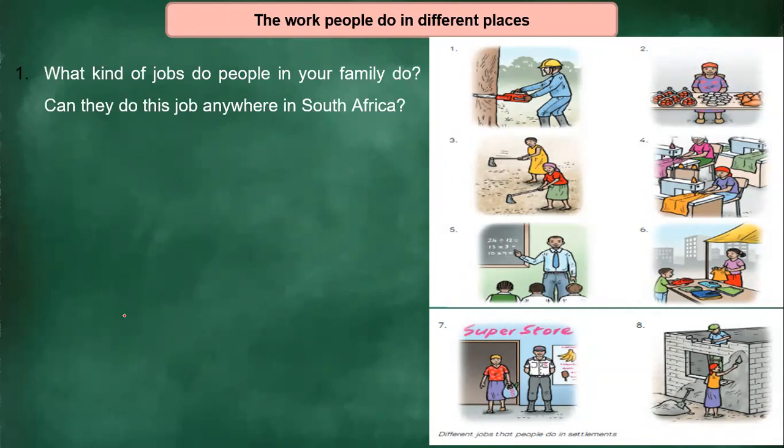Let me ask you. I want one person to tell me what kinds of jobs people in your family do. Can they do this job anywhere in South Africa? Now you tell me about your home. Okay, Michaela.